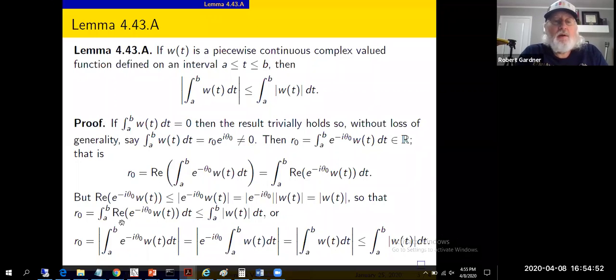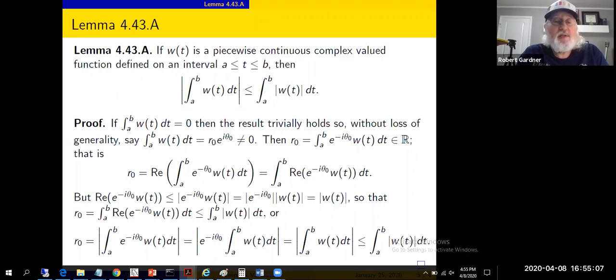Yeah, everything's real. The integrand here is real; it's the real part of something. And the integrand here is real; it's the modulus of something. So we're okay to use that result from calculus 1.